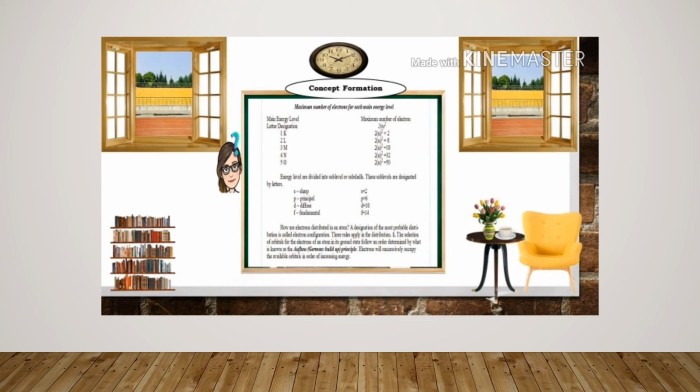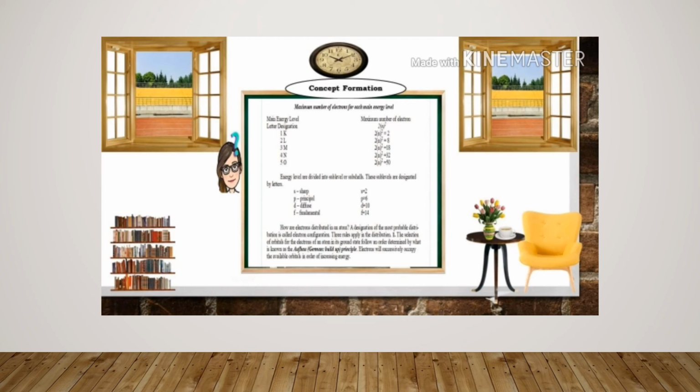Each main energy level has a maximum number of electrons that it can hold, following the formula 2n², where n represents the number of the energy level. For the first main energy level, the maximum number of electrons it can hold is only 2. For the second energy level, following the formula 2n², the maximum is only 8 electrons.